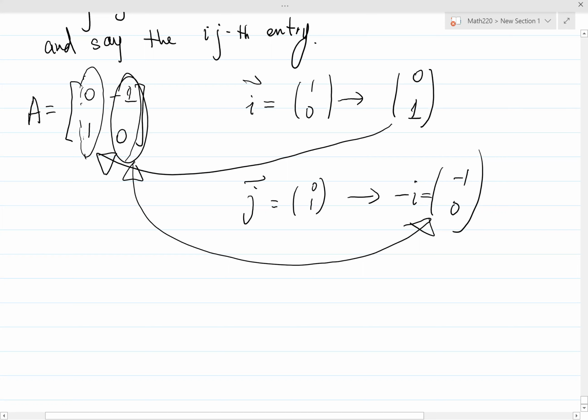So this matrix A contains all information of this transformation.